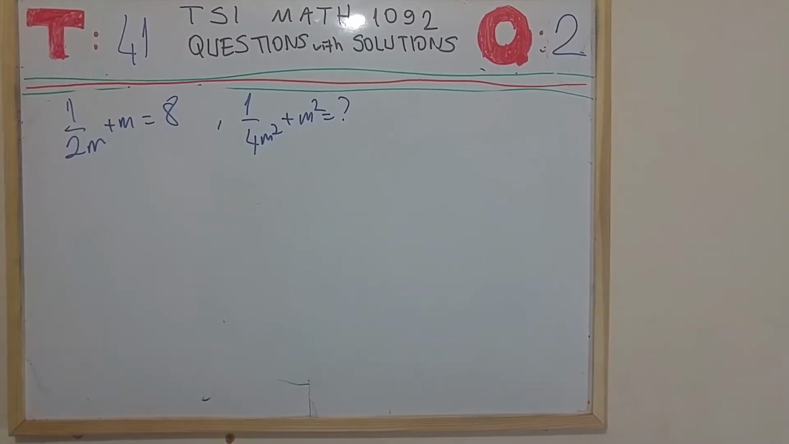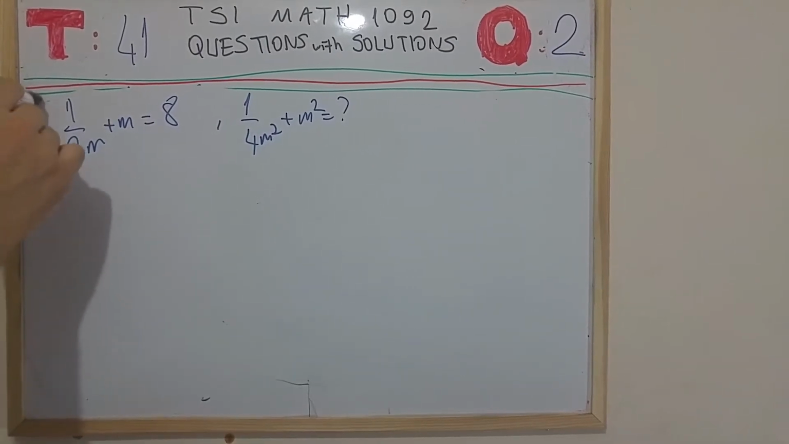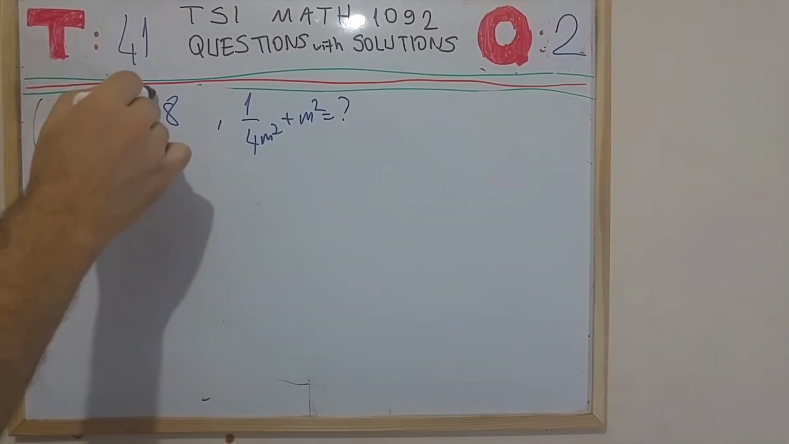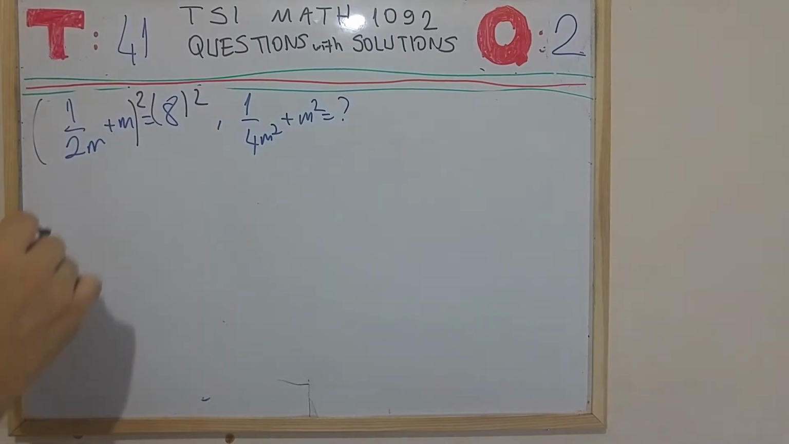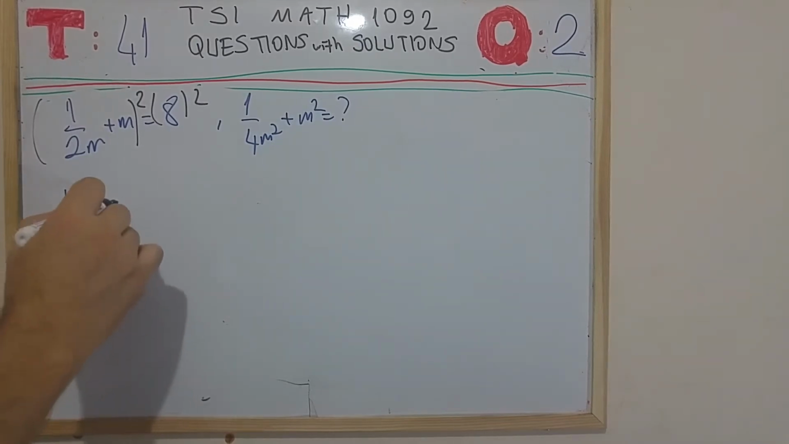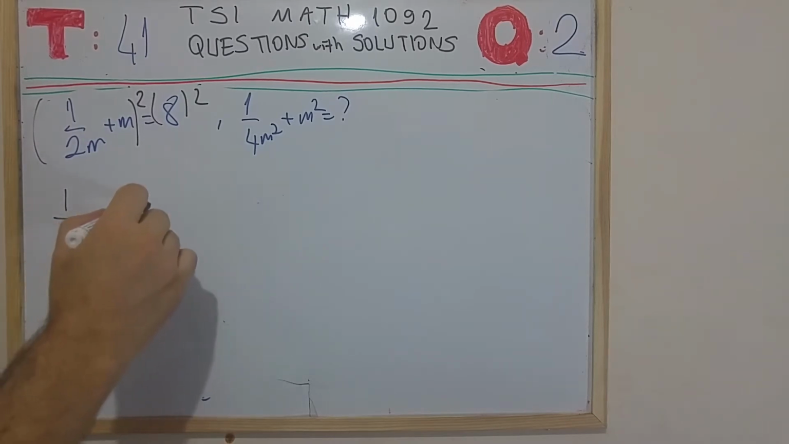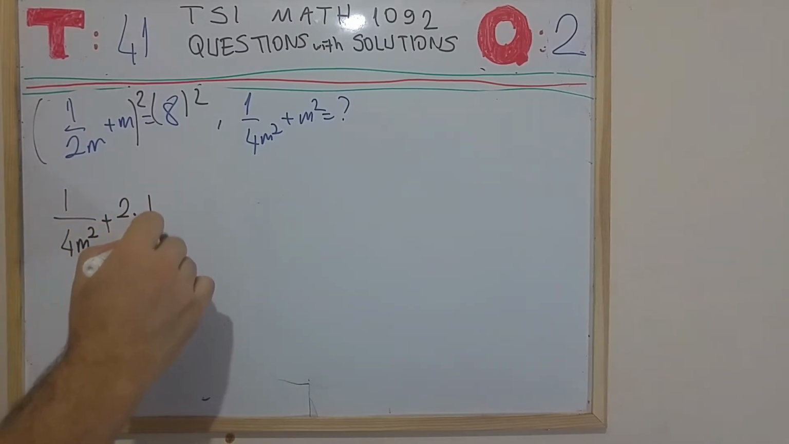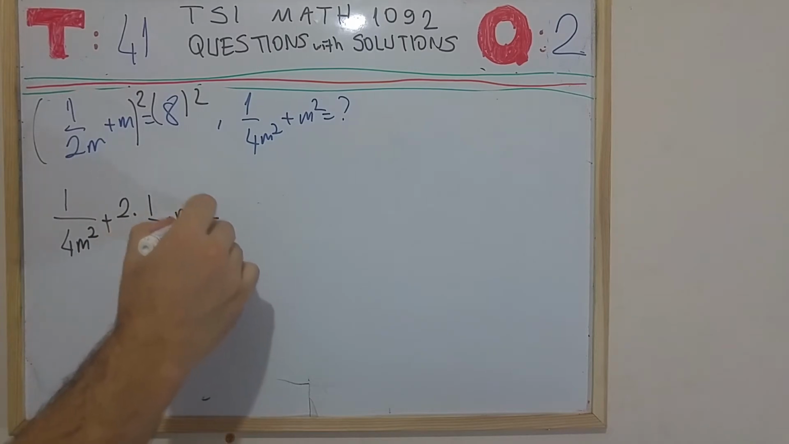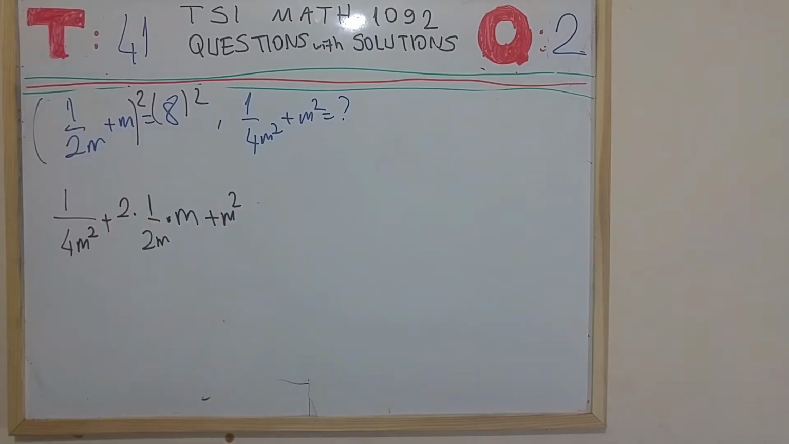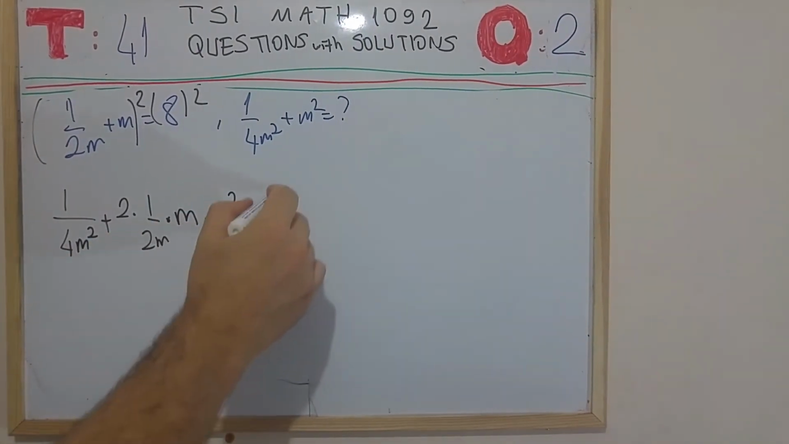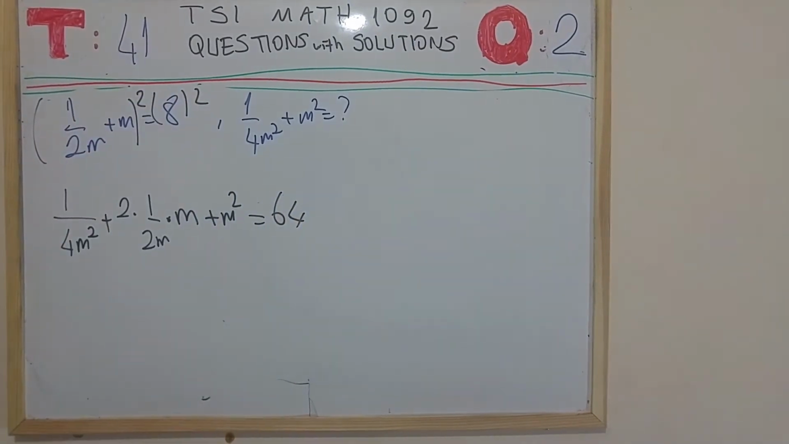To solve this question, let's take the square of both terms here first. So what we have is 1 over 2m squared, which is 1 over 4m squared, plus 2 times 1 over 2m times m, plus m squared. This must be equal to 64, which is 8 squared.